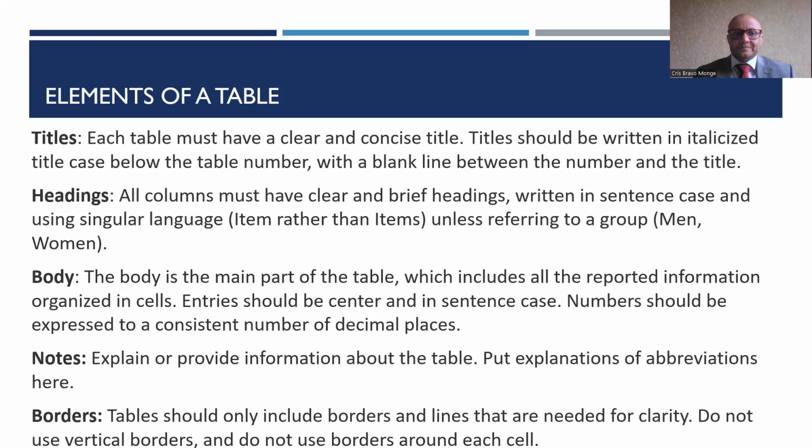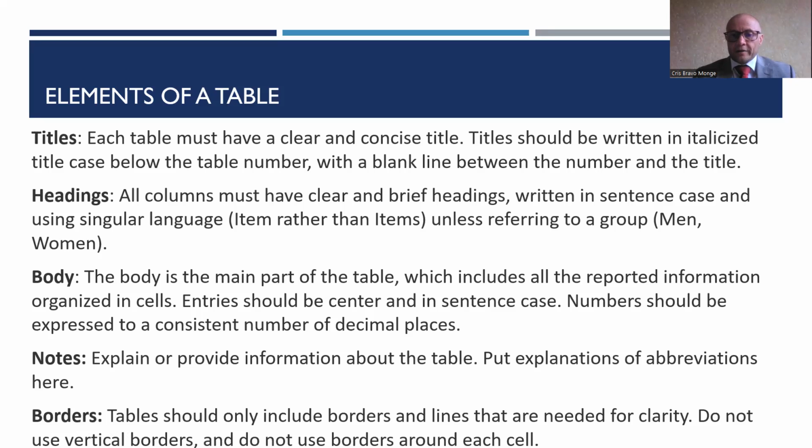First, the title. Each table must have a clear and concise title. The title should be written in italics. It should be below the table number, and there must be a blank line between the number and the title. Headings: all columns must have clear and brief headings, written in sentence case and using singular language. That is, instead of items, you will write item.